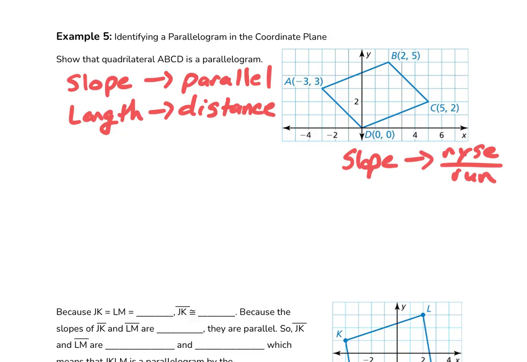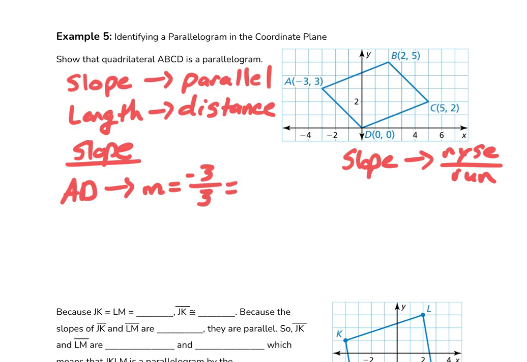I want to go from A to D. So if I'm going to go from A to D, I'm going to go down 3. I'm going to go right 3. So we're going to choose to do the slope here. So the first one is AD. We're going to go down 3. We're going to go right 3, which is -1.